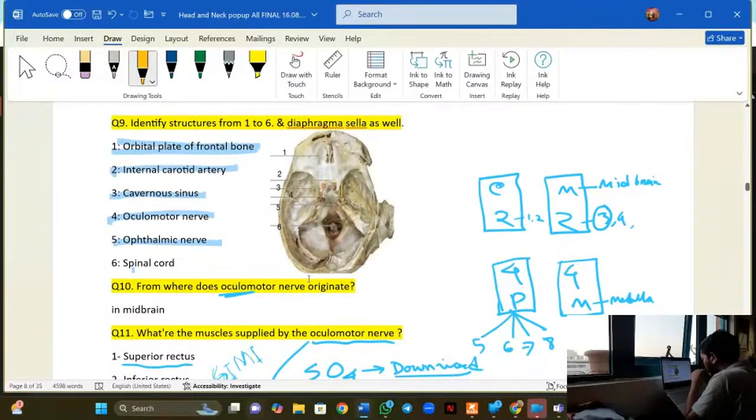Number 1, orbital plate of the frontal bone. And 2, internal carotid artery. 3, cavernous sinus. 4, oculomotor nerve. Then ophthalmic nerve. And then spinal cord.